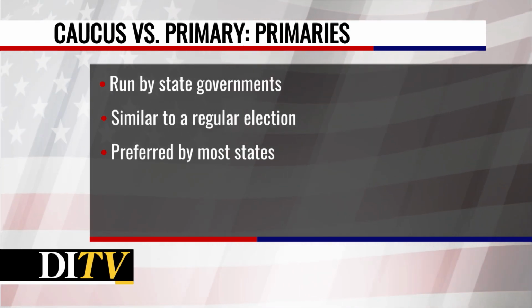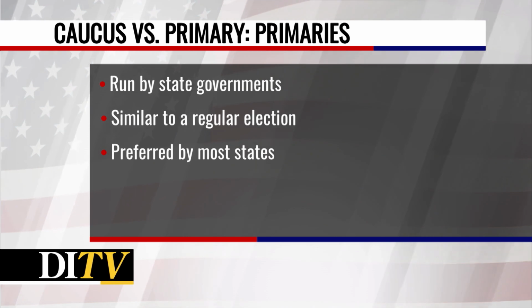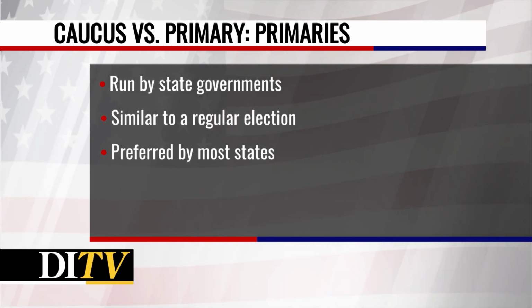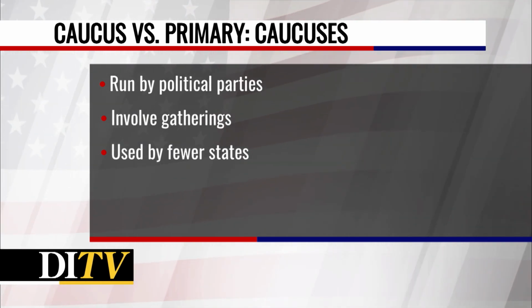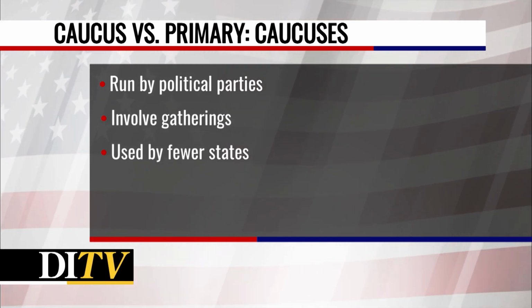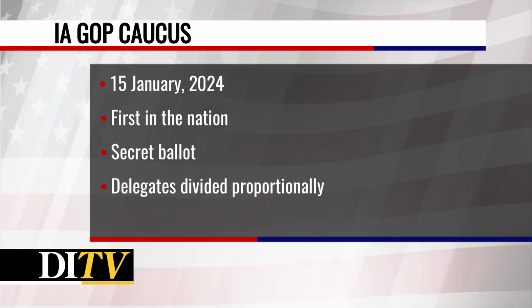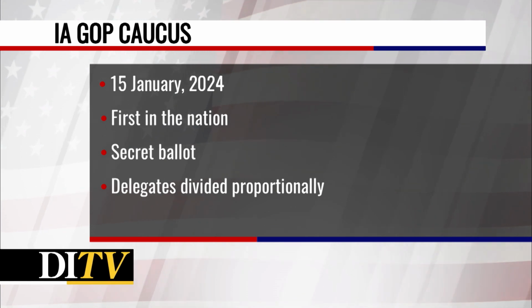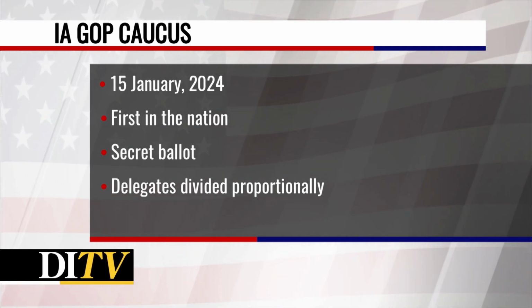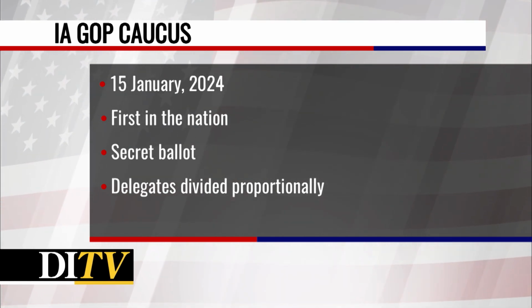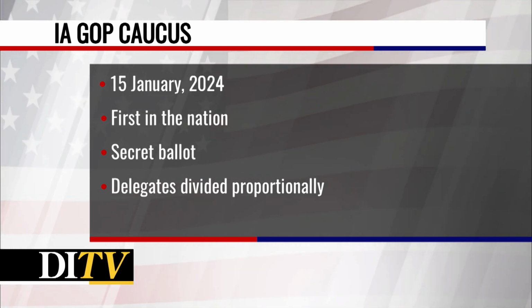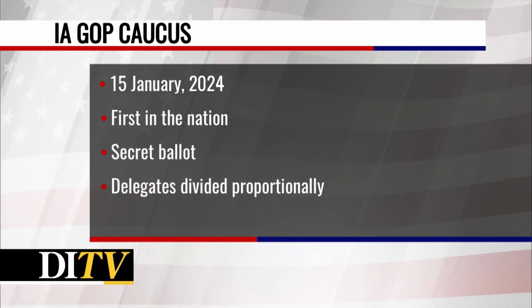It is similar to primaries, but the main difference is that caucuses are run by parties while primaries are run by the state. Both of these have the same goal of choosing delegates to represent their states at each party's national convention. In Iowa, both the Republican and the Democratic parties caucus, although they each do it differently. Republicans cast their vote in a secret ballot. The results of these are counted and the delegates are divided proportionally to the statewide vote.